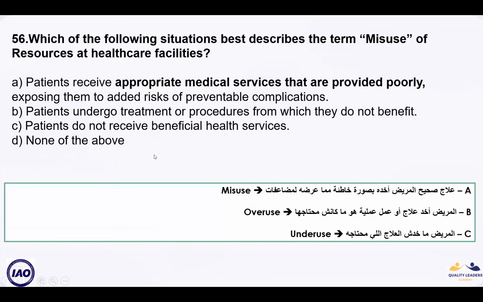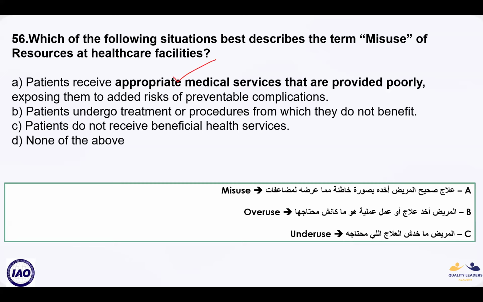Now, coming to question number 56. Which of the following situations best describes the term misuse of resources at healthcare facilities? So it's asking basically what is misuse, what is overuse, and what is underuse. Patients receiving appropriate medical care services that are provided poorly, exposing them to added risks of preventable complications. Yes, this is the one which fits misuse.